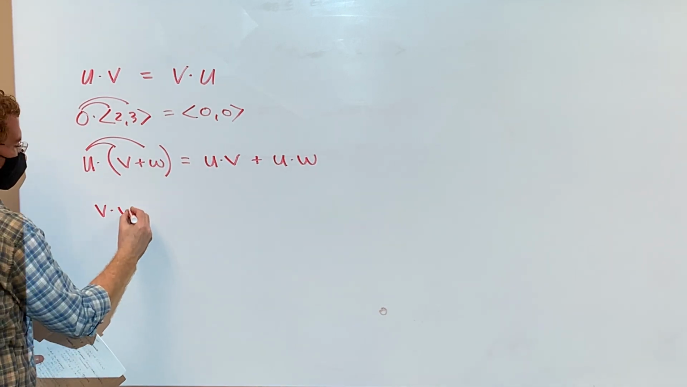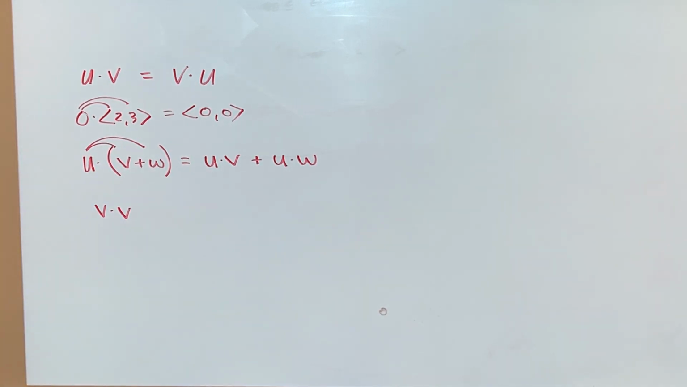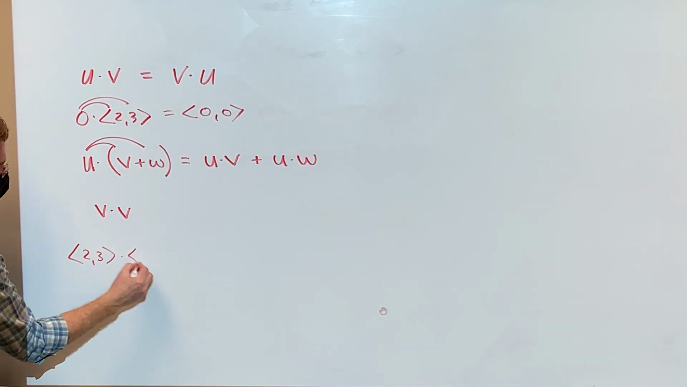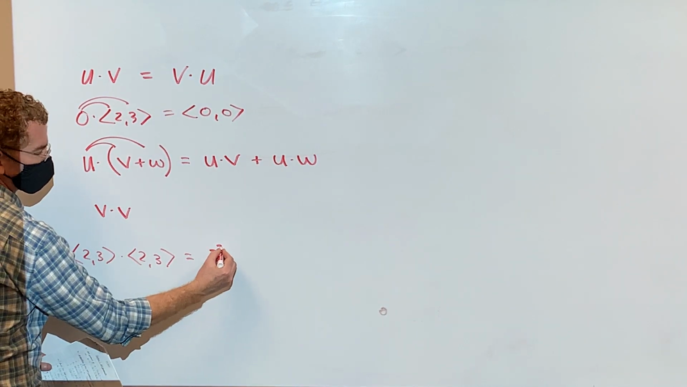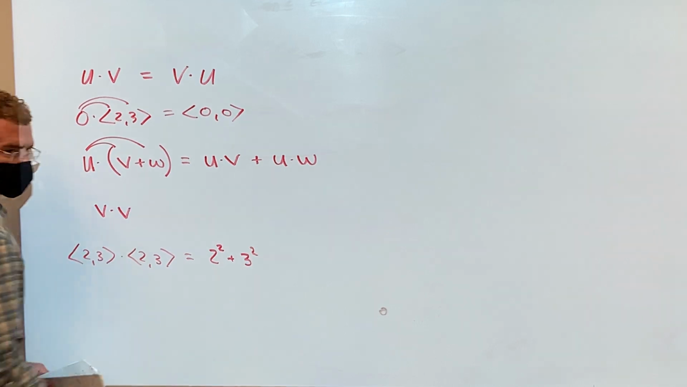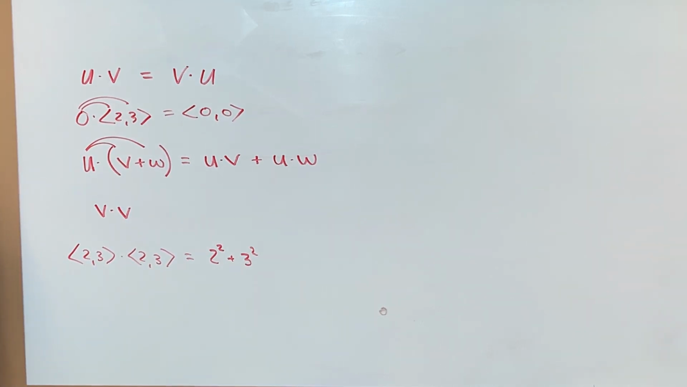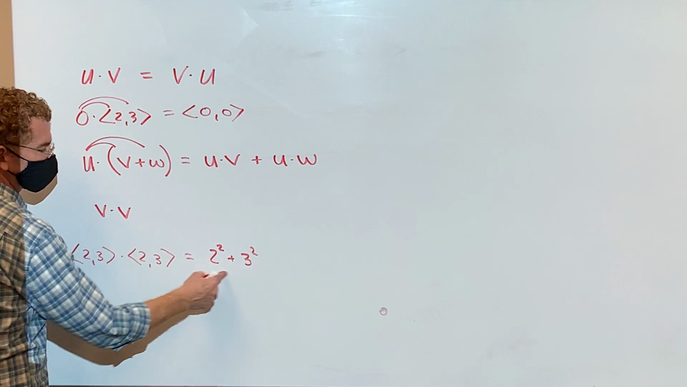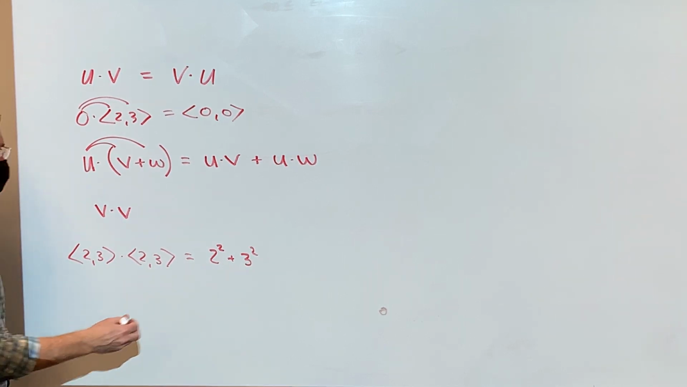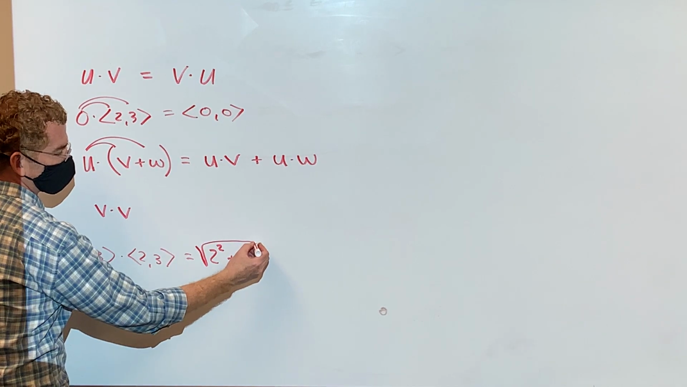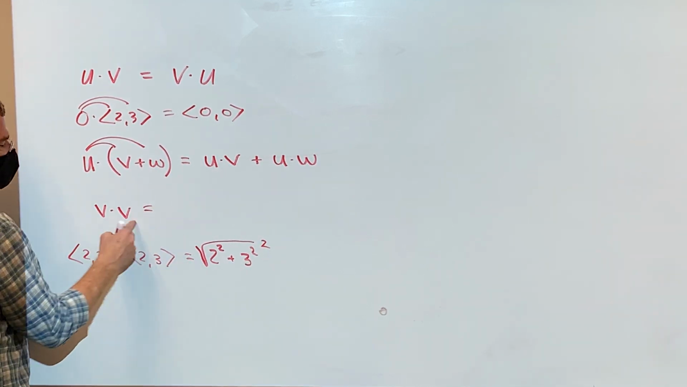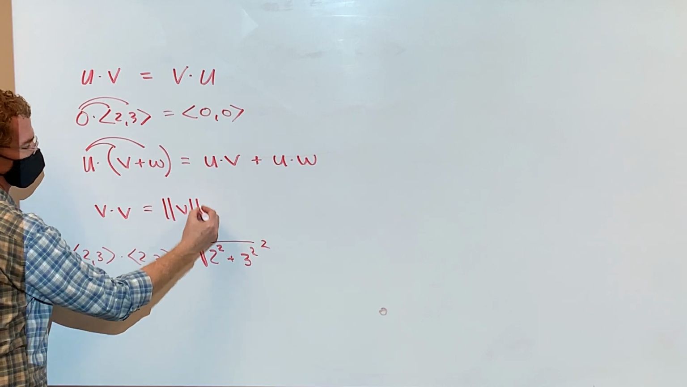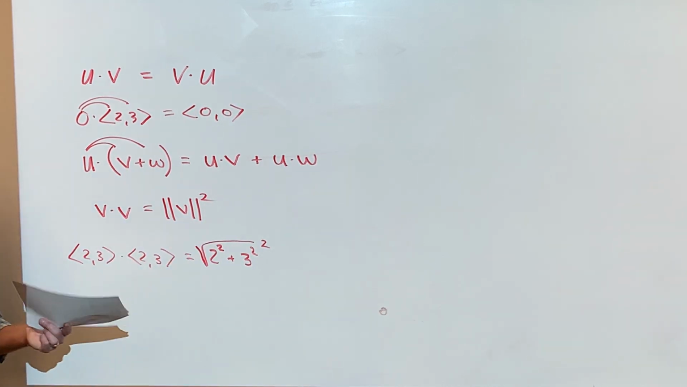Anybody have an idea about this one? What happens when you dot a vector with itself? Let me give you an example. 2, 3, dot with 2, 3. What do you end up getting? 2 squared plus 3 squared? You with me? Doesn't that kind of look a little like magnitude? Kind of looks like magnitude squared. So that is another way of saying the magnitude of v squared, or basically the magnitude without the square root.